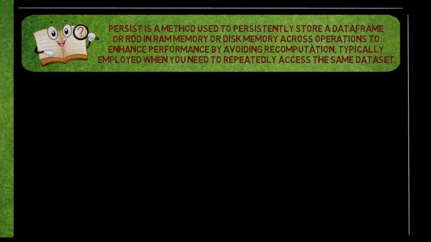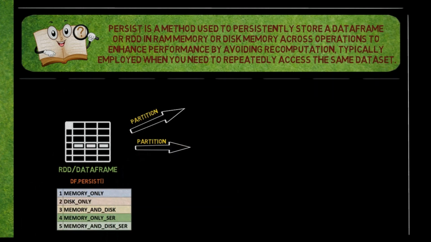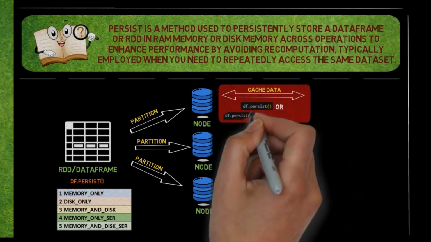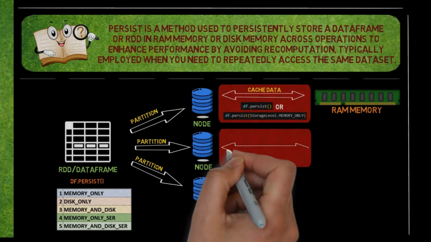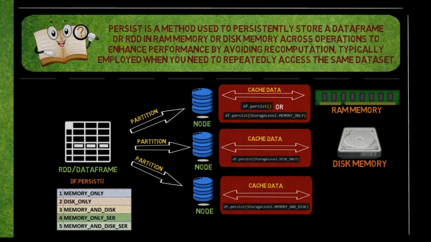Persist is a method used to persistently store a data frame or RDD in RAM memory or disk memory across operations to enhance performance by avoiding recomputation, typically employed when you need to repeatedly access the same dataset. Persist provides several predefined storage levels like memory only, memory and disk only, memory only serialized, memory and disk serialized.